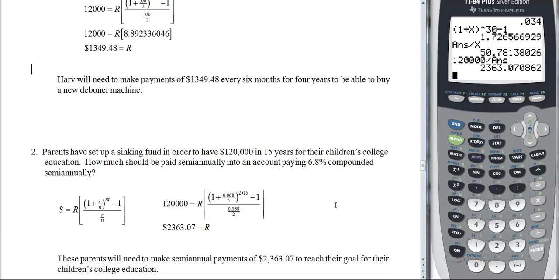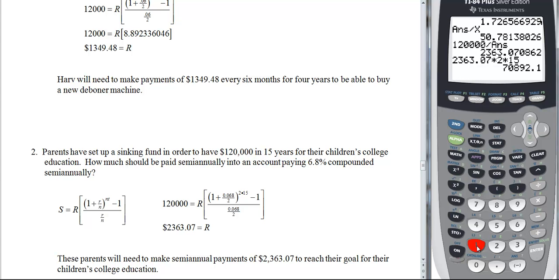Okay? So if I take that value, let's see something, 2363.07 times, they're doing it twice a year for 15 years. That's how much money they're actually putting in. So the interest that money earns is over $49,000. So they're using that interest in order to help them achieve that particular goal.